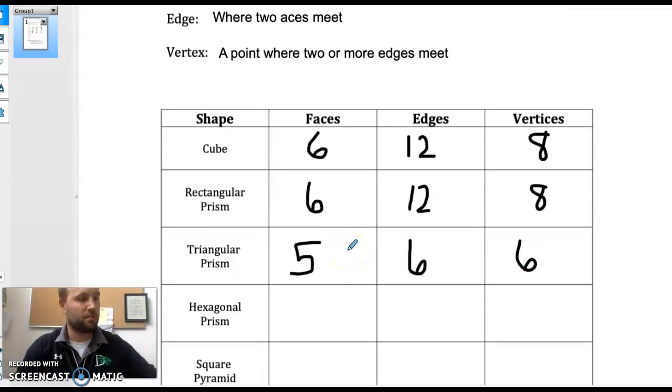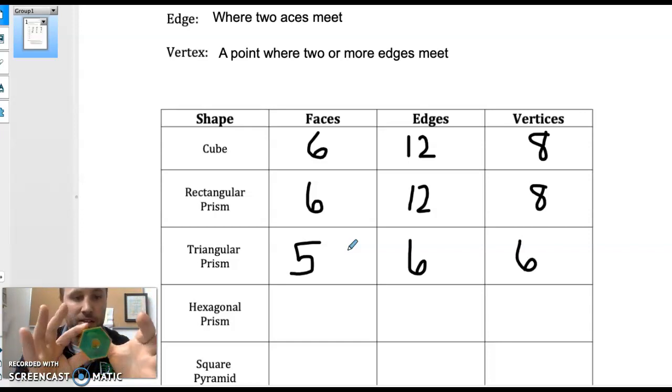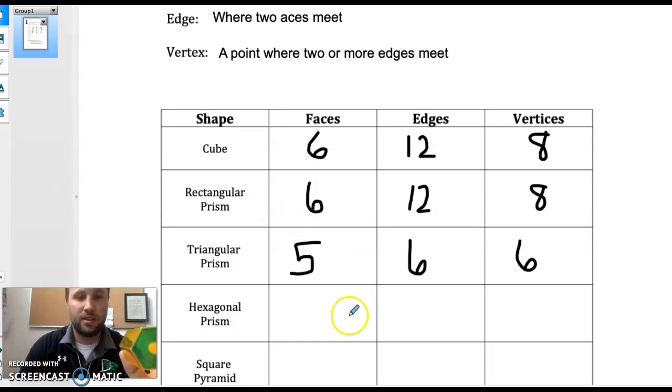Moving on, hexagonal prism. Remember, hexagon means what? 1, 2, 3, 4, 5, 6 faces here, plus the 2 on the front and the back. So we have 6 plus 2 is 8 faces.